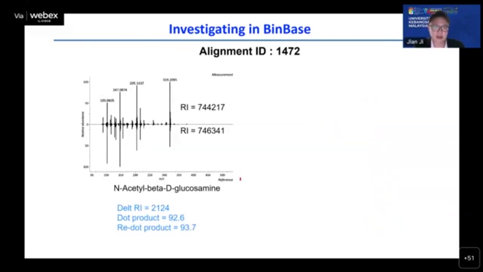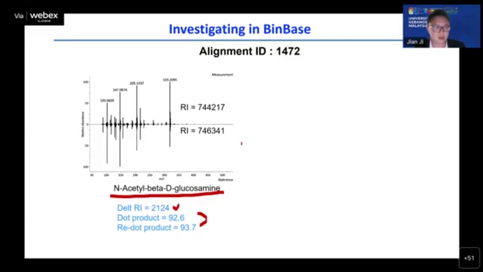Another case here: when we annotate this one, they give me the result N-acetyl-beta-D-glucosamine. It's a very normal compound, and the delta retention index is like 2,000, and the dot product and reverse dot product are very good, over 90. It's a pretty good annotation result. So in most cases, we are pretty confident with the result here.